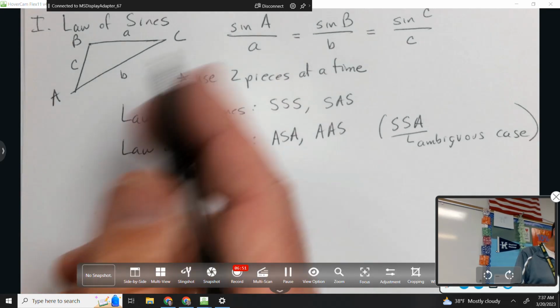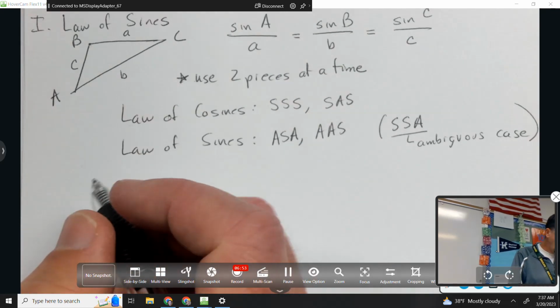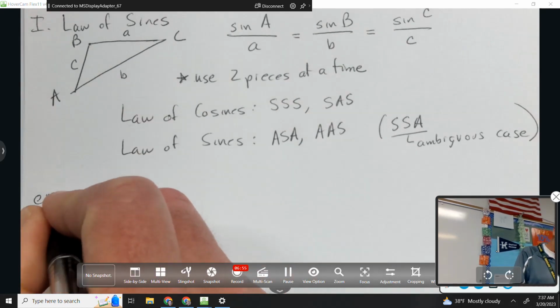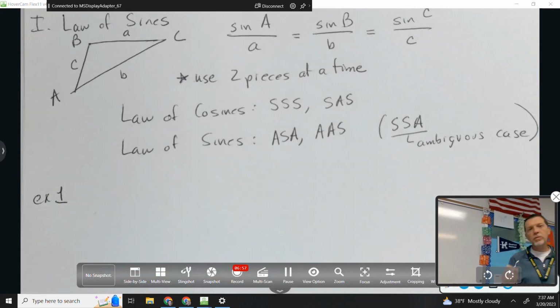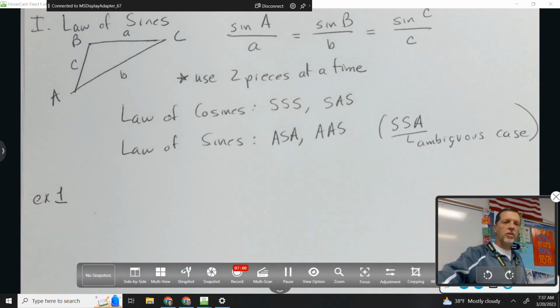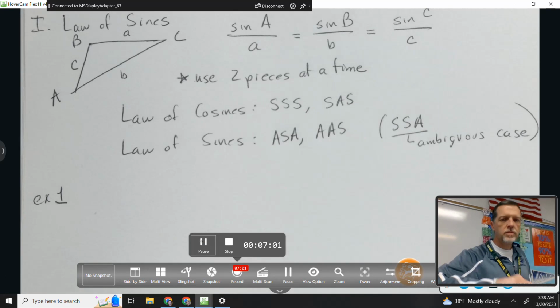All right, so let's do an example with law of sines. By the way, you will definitely need a calculator, so I'm going to just hit pause. You go get a calculator.